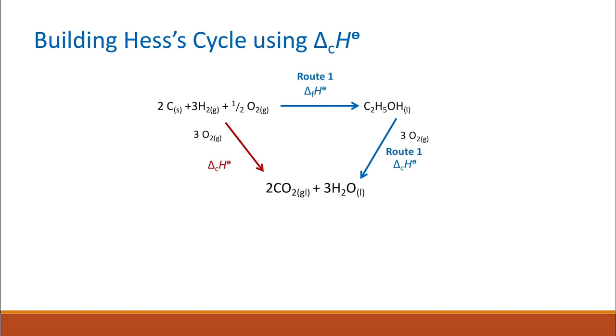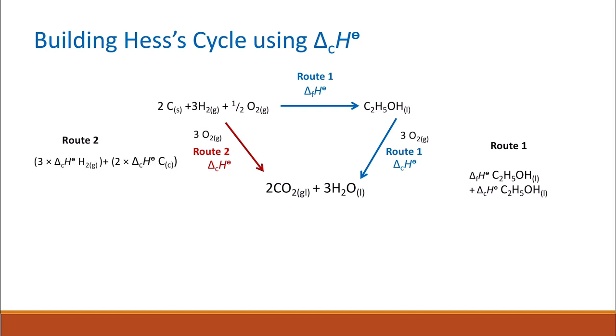Now note the routes. Route 1 will follow the arrows. So route 1 will include the formation of ethanol and the combustion of ethanol, while route 2, the one in red, the one that has the opposite direction, will only have the combustion of the reactants carbon, hydrogen, and oxygen. So now route 1 will be the enthalpy of formation of ethanol plus the enthalpy of combustion of ethanol.